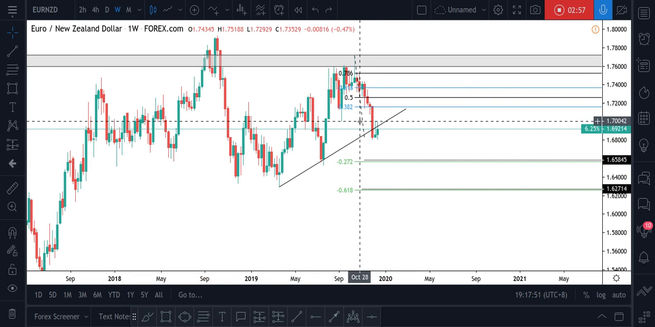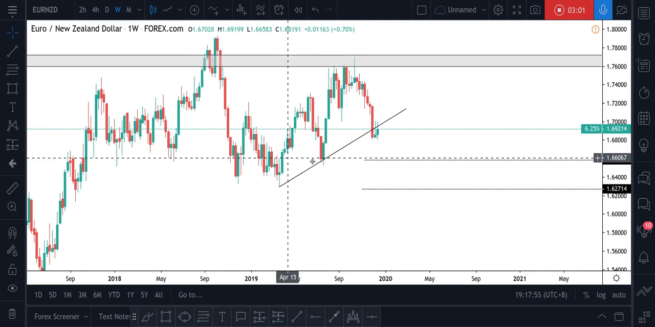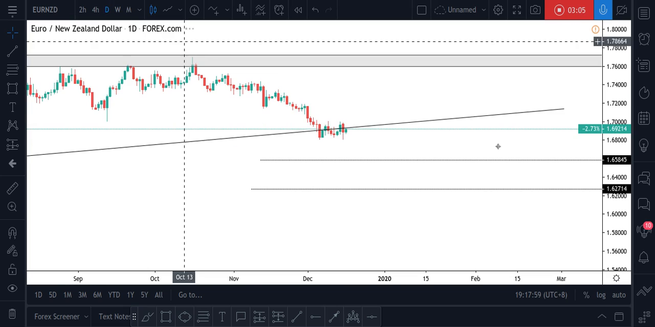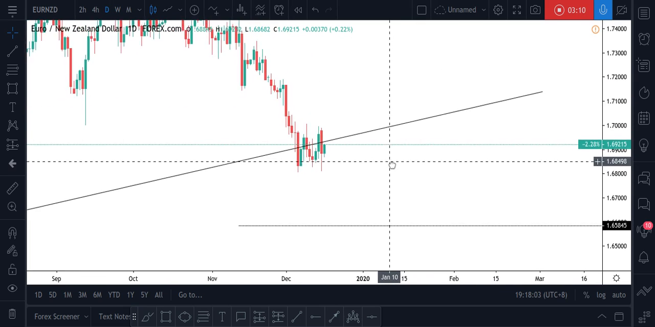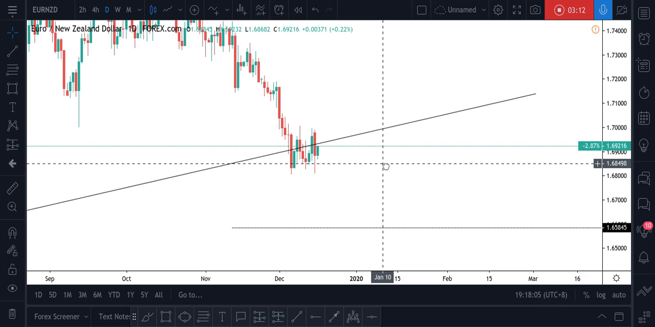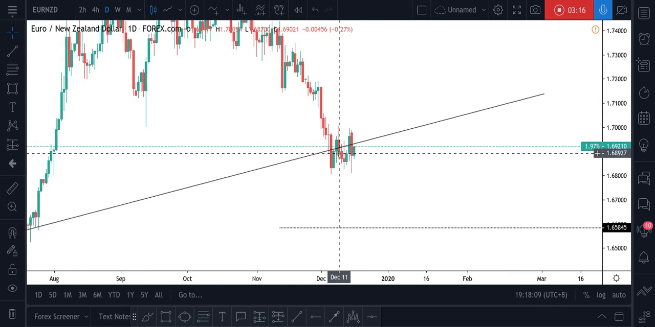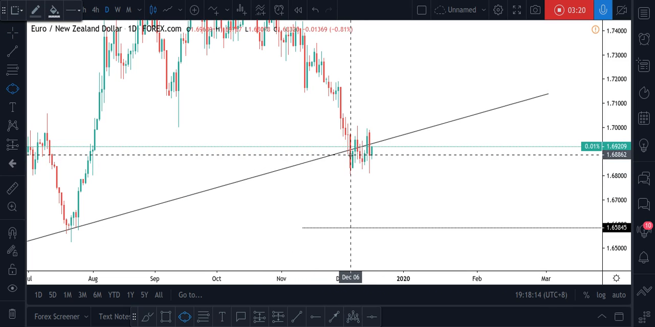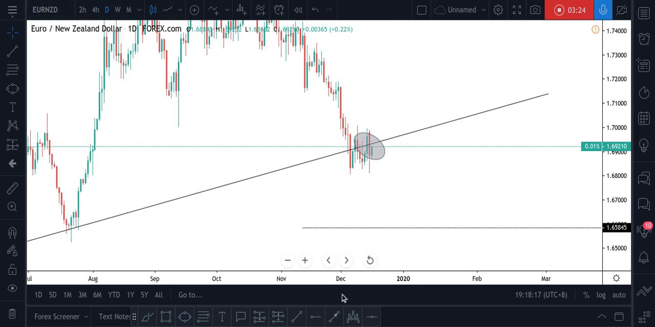Now let's have a look at the daily time frame and see what kind of price action we're getting and how you should enter this pair in the next couple of hours or in the next day. As you can see on the daily time frame, there is not any confirmation yet that we have a good break of this trend line, and we can expect this to retest this area of the trend line first, before we can take this trade to the downside.